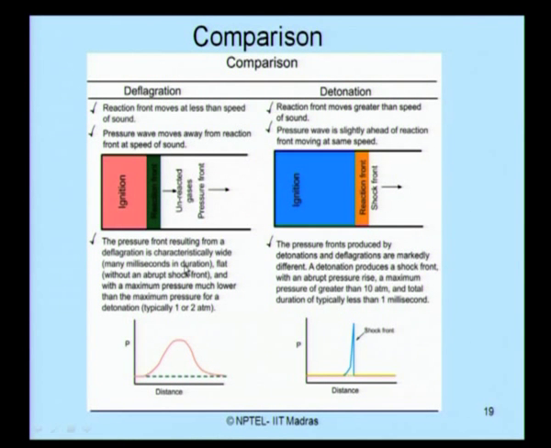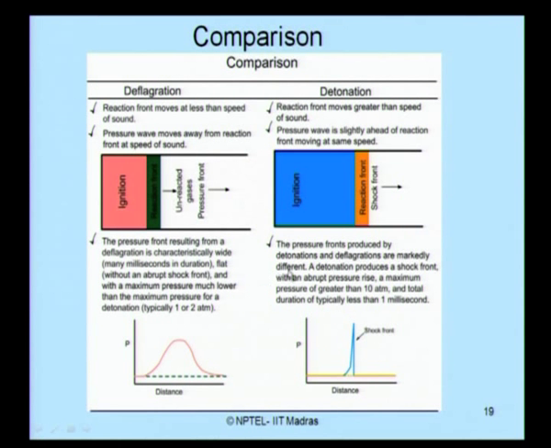The pressure wave front resulting from a deflagration is characteristically wide. So, it is a very wide phenomenon over a larger distance and with a maximum pressure much lower than the maximum pressure for a detonation. So, the maximum pressure that you get here is much lower than the maximum pressure you get from a detonation.